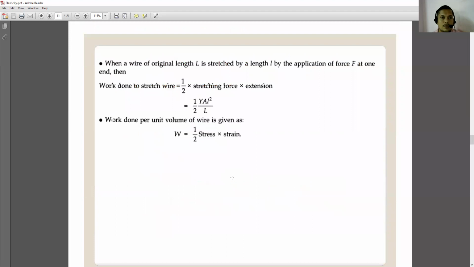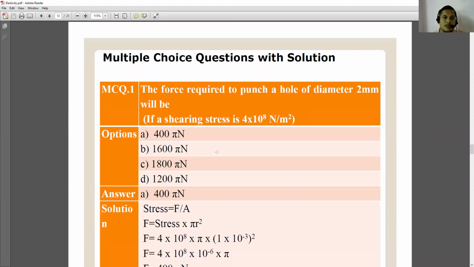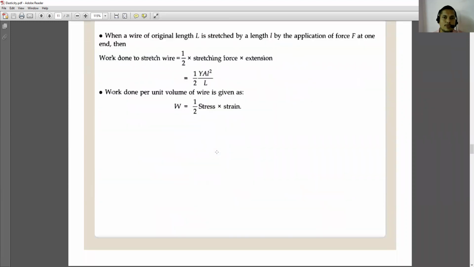Okay. So when a wire of original length capital L is stretched by a length l by the application of force F at one end, then the work done to stretch the wire is 1/2 into stretching force into extension. So it is given by 1/2 YAl square divided by L. Work done per unit volume of wire is given as W is equal to 1/2 into stress into strain. Okay, so these are the points. Now we have to discuss the multiple choice questions.